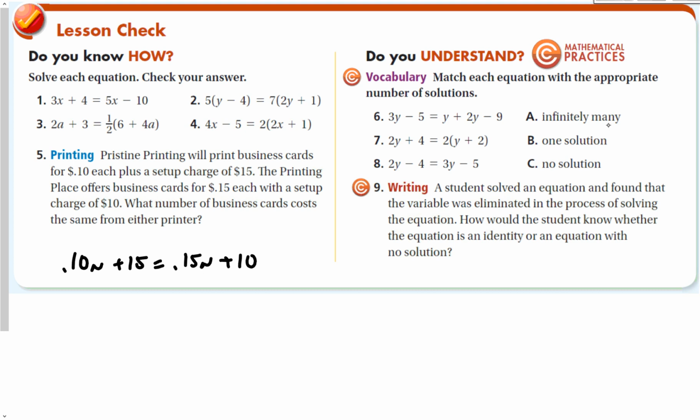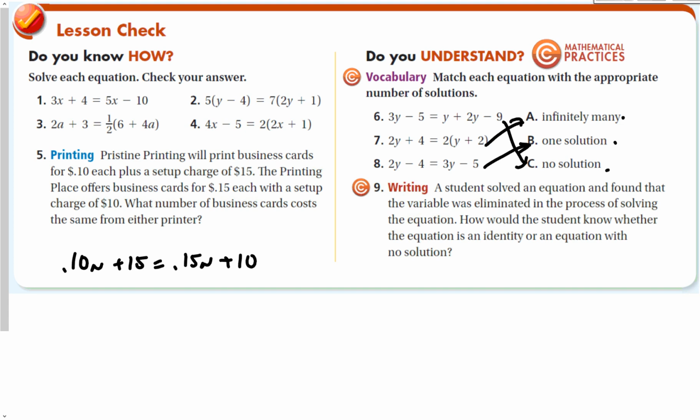Here, if I get all the variables to go away and what's left is true, that's infinite, that is an identity. No solution means it's not true. One solution means you actually get an answer. So for instance, this is 3y minus 5. This is 3y minus 9. That's no solution. 2y plus 4, 2y plus 4. That's an infinite solution. 2y minus 4, 3y minus 5. Well, I'm going to start by subtracting 2y from both sides, and I'm going to get one answer.